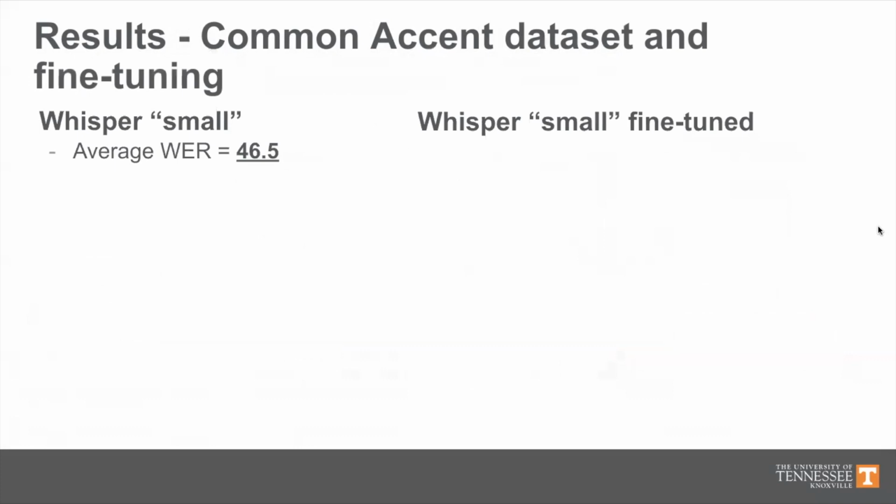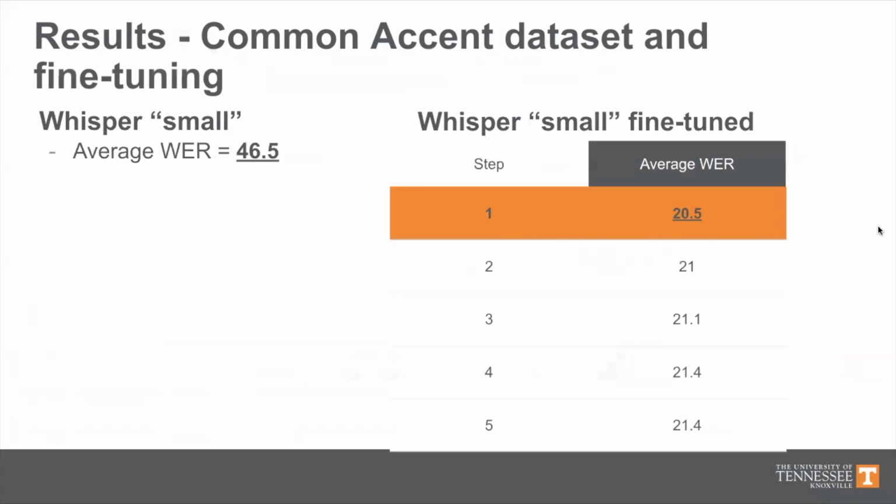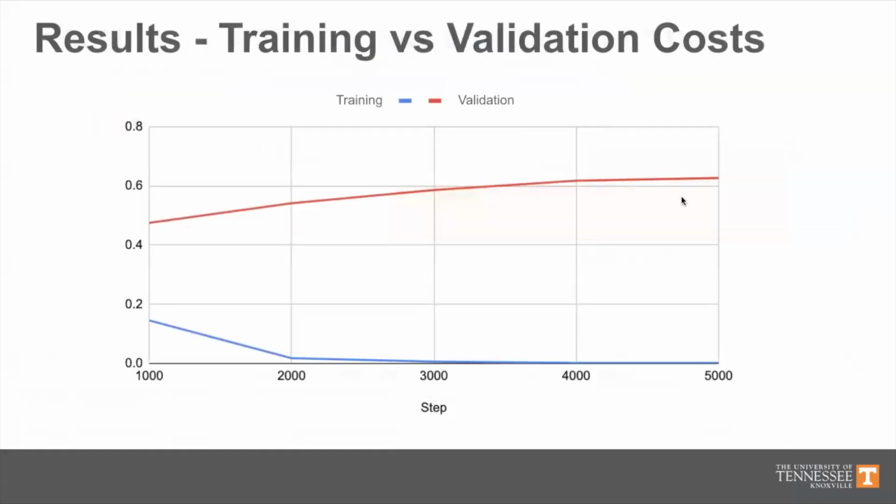After fine tuning using the tokenization and feature extraction, we were able to get this down to at lowest 20.5, which is a significant improvement from the baseline. And here is a graph showing the training versus validation cost. So it shows that we do actually still see a high validation loss that actually increases as the steps went on.